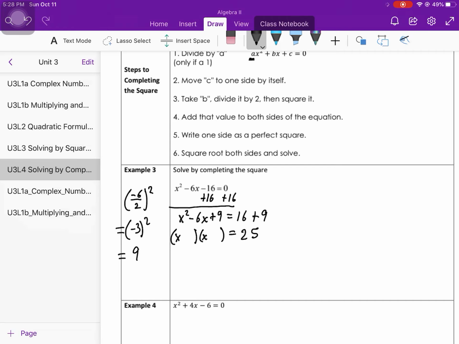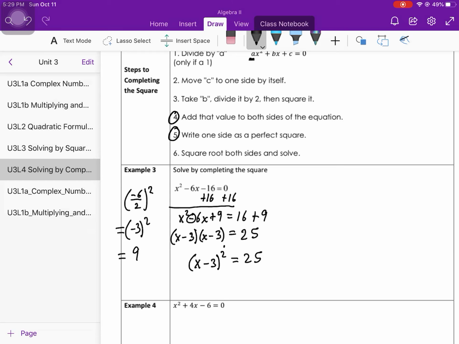So when we factor, we got to be confident in this. Factors of 9 that combine to make negative 6. Remember, it comes from 9 being a perfect square because we're completing the square. If you take the square root of 9, it's 3 and 3. This sign is negative, so both of the signs are negative. Since it's x minus 3 times x minus 3, we can rewrite that as x minus 3 squared equal to 25. So we've done step 4, add that value to both sides. We added 9 to both sides.